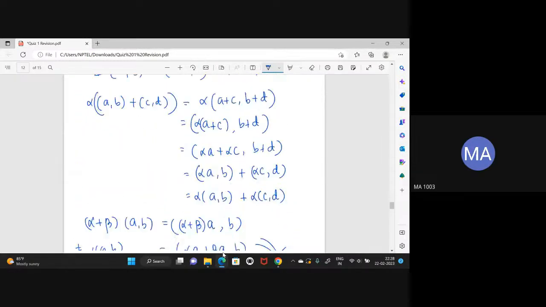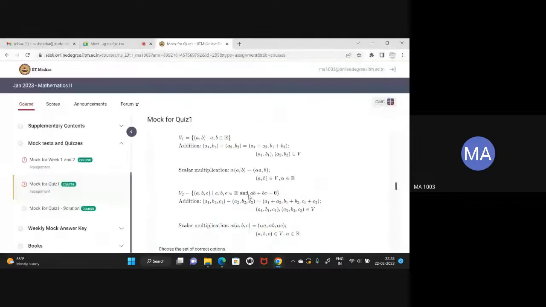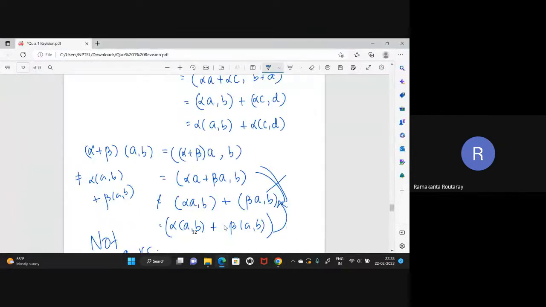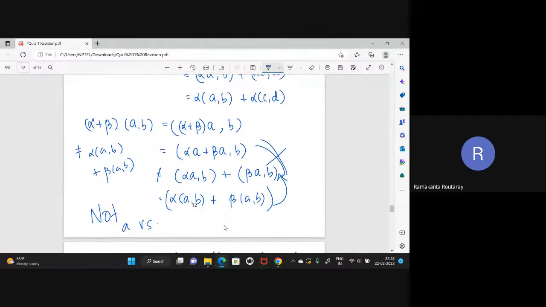So it's defined like this. See, this is how it's defined. The scalar multiplication, the scalar gets multiplied only in the first component, not in the second component. Yes, this one I understood, ma'am. But the way you did now, taking two elements and doing that, I just could not catch how it proceeded. No, I'm saying this condition: alpha plus beta into AB should be equal to alpha AB plus beta AB, right?